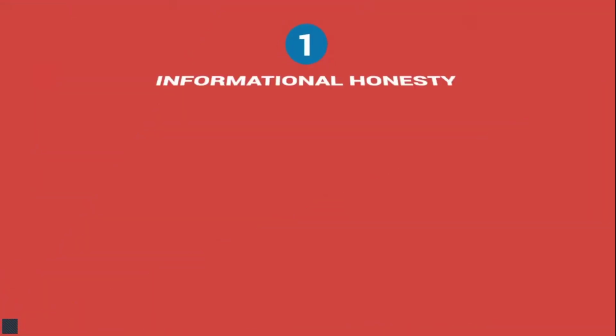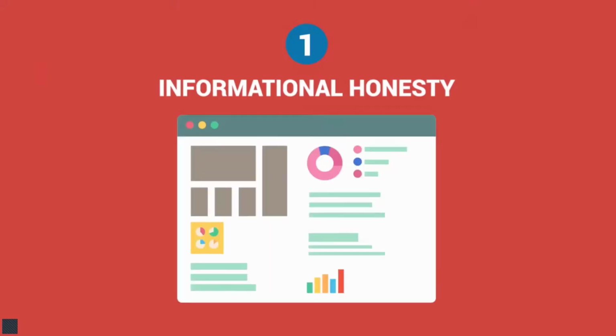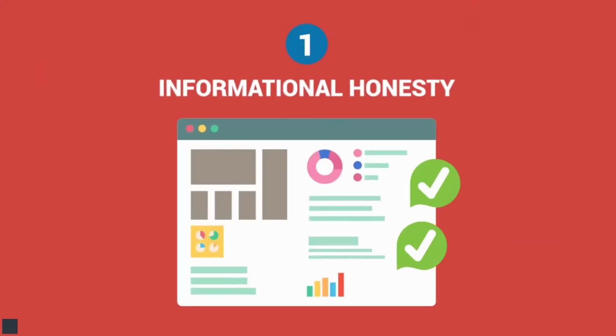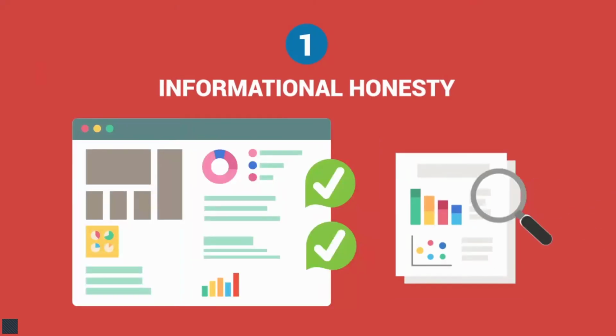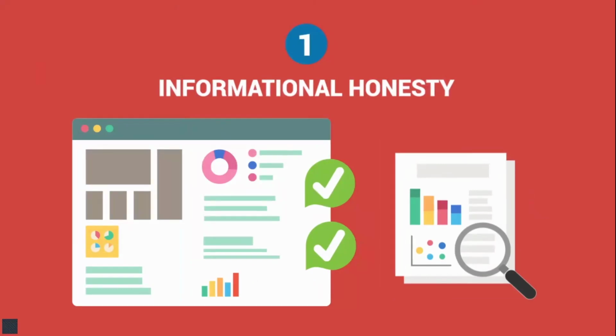Number 1, informational honesty. We live in an internet age where fact-checking is easier than ever. So be sure that all the information in your infographic is truthful and honest. If you provide figures from somewhere else, back up these figures by asterisking your sources.